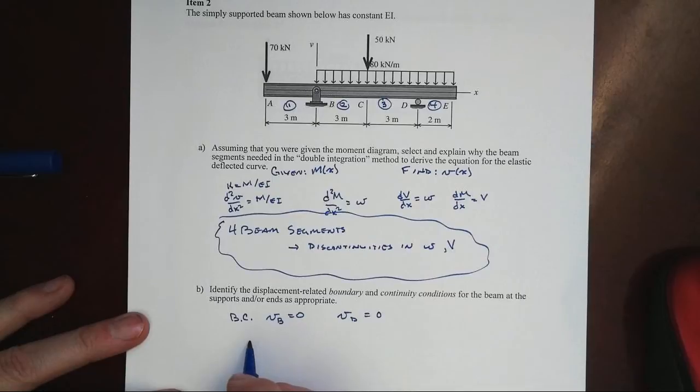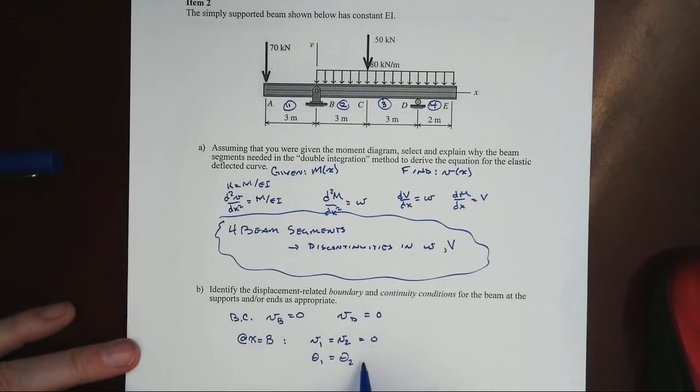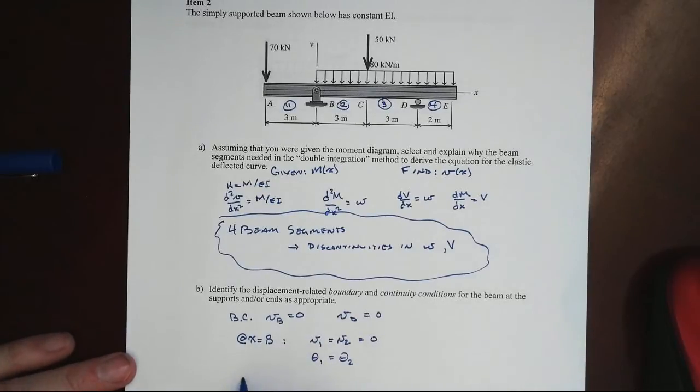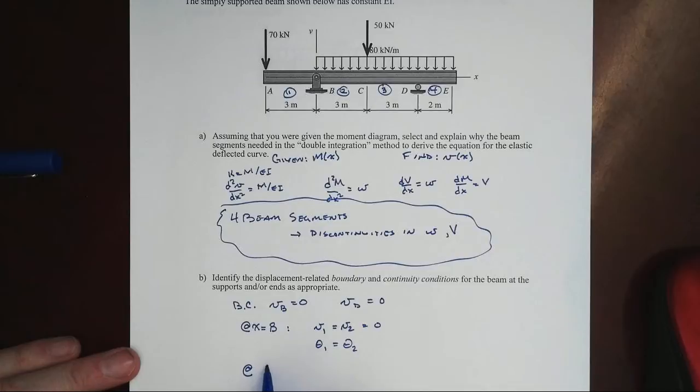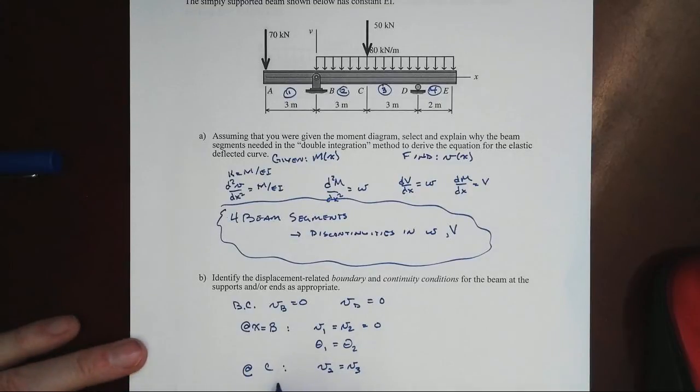So for instance, at x equal to b, or really x equal to 0, we end up with the displacement from segment 1 must equal the displacement of segment 2, but also, because of the boundary conditions, happens to be equal to 0. The slopes from those two regions at that location have to be equal to each other, not equal to 0, but equal to each other. At C, we would have something similar: the displacement from the two equations from segments 2 and 3 must be equal to each other. Don't know what those are.